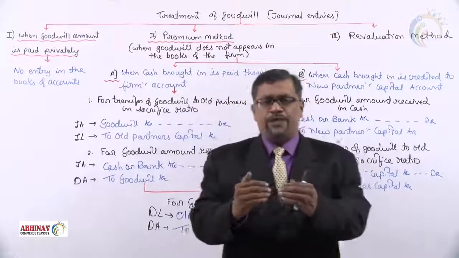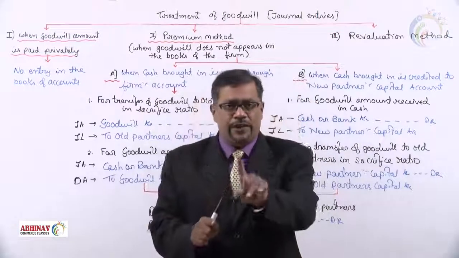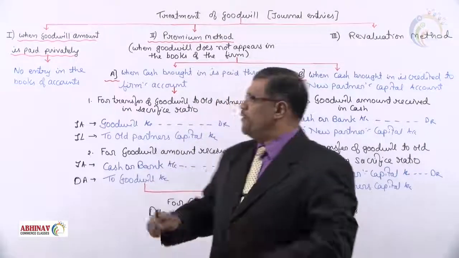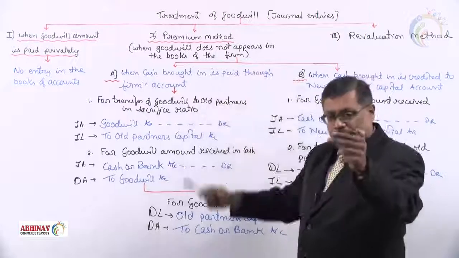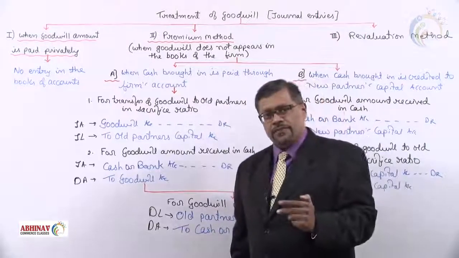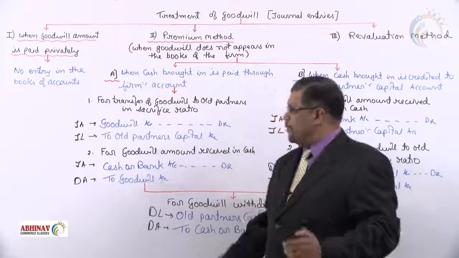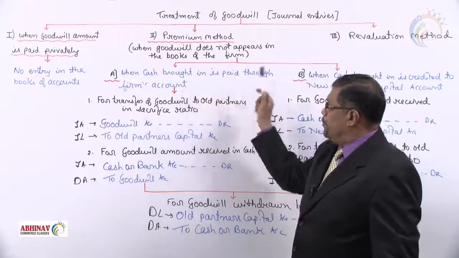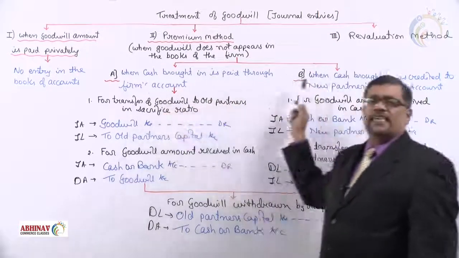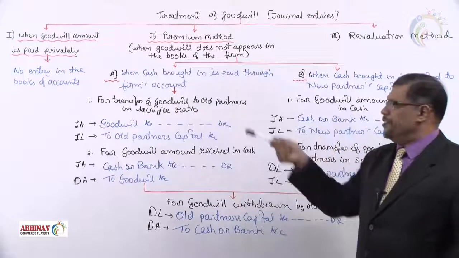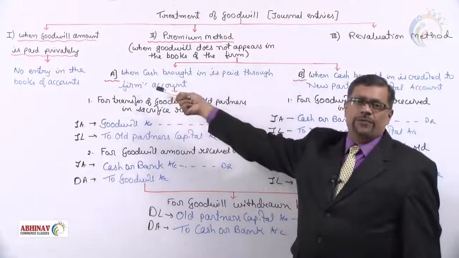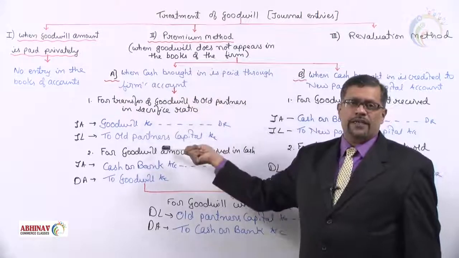How to proceed? See the balance sheet. Is goodwill given? No, goodwill is not given. That means goodwill does not appear in the books. Premium method. Then see the adjustments. Is cash brought in paid through firm's account or is it credited to new partner's account? It will be mentioned. If not mentioned, it is paid through firm's account. These two entries we pass.